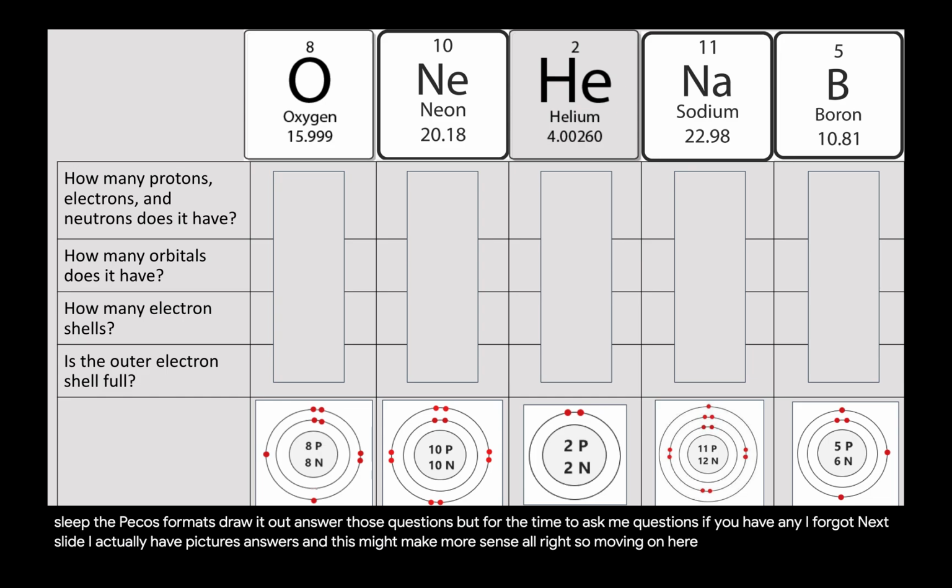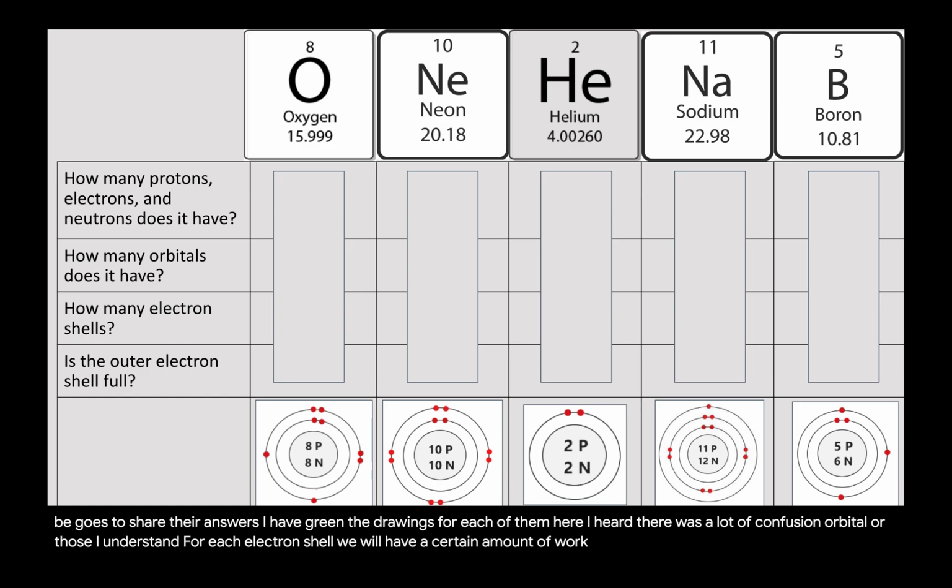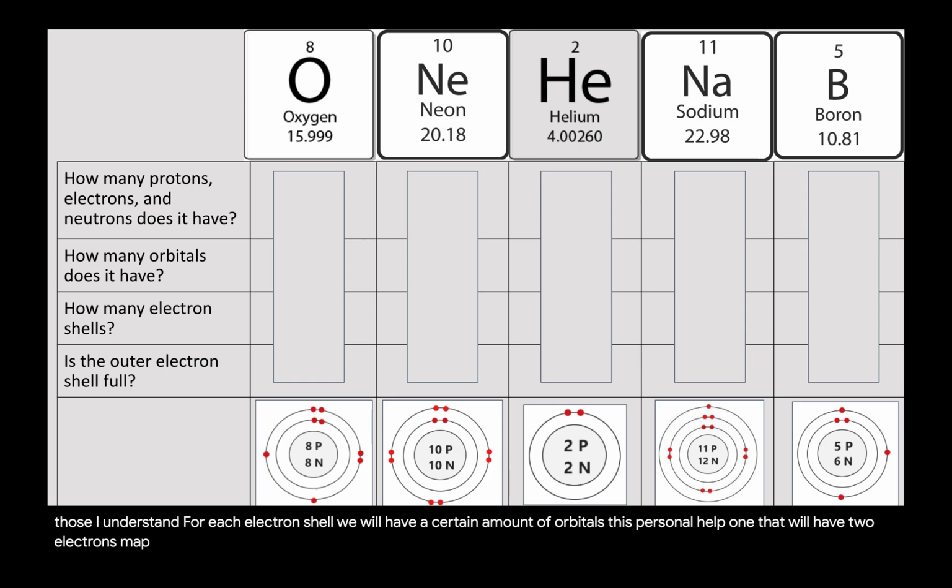Moving on here, I'm going to ask for individuals to share their answers. I have given you the drawings for each of them here. I heard there was a lot of confusion about orbitals, where those electrons go. I understand that is confusing. So each electron shell will have a certain amount of orbitals. This first one will have 1, so it'll have 2 electrons max.